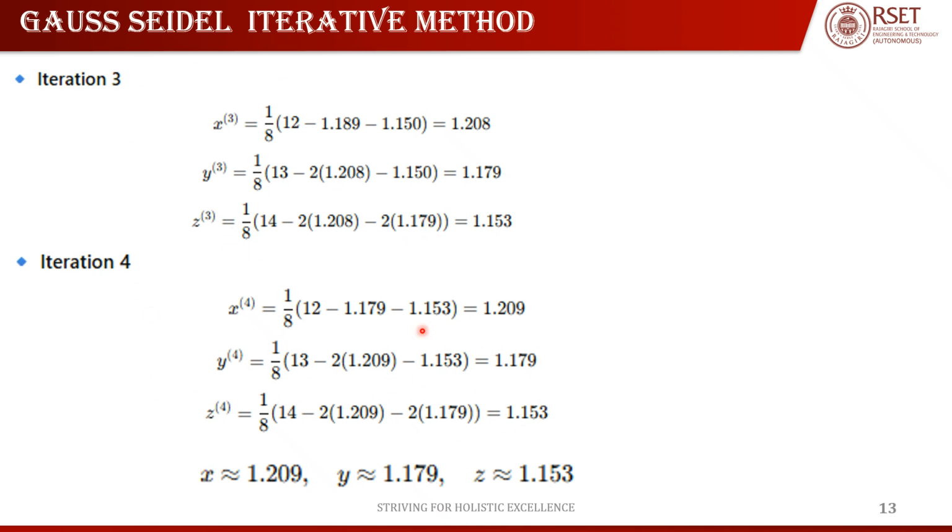So do the fourth iteration also, and you will have the value of x approximately equal to 1.209, your y approximately equal to 1.179, and your z equal to 1.153. So this is the method. The number of iterations to be performed will be given in the question. If not, just do till iteration 5. So this is the way to solve using the Gauss-Seidel iterative method.